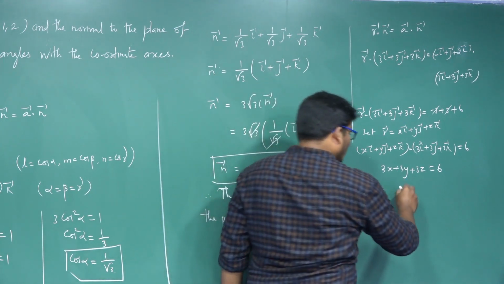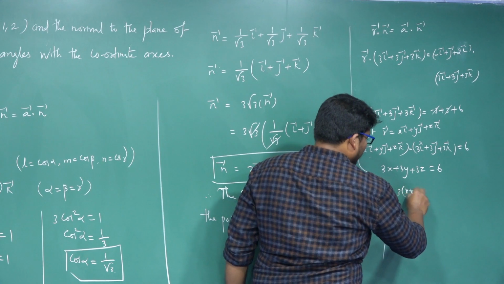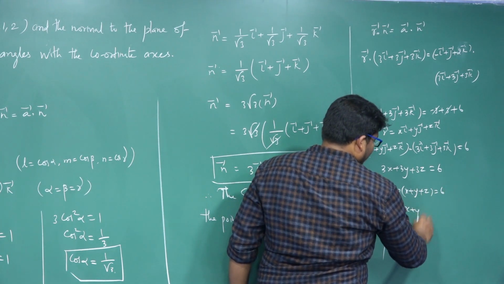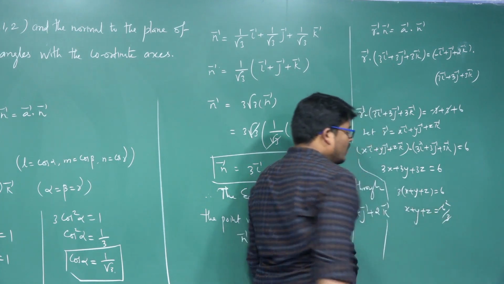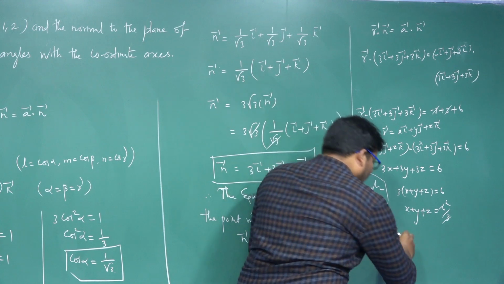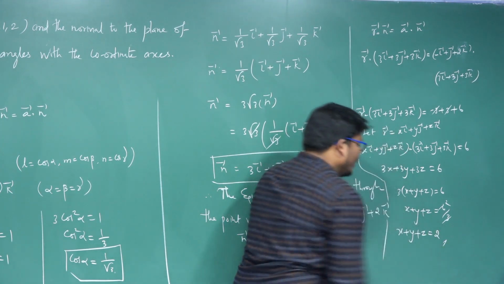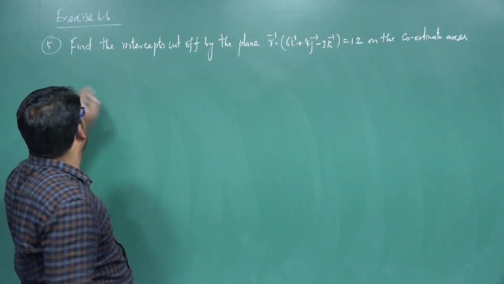Taking 3 common outside, 3 times x plus y plus z equal to 6. Therefore x plus y plus z equal to 6 by 3. Now cancel the value, 6 by 3 is 2. Therefore the equation of the plane is x plus y plus z equal to 2, the required equation of the plane. Next one, fifth problem.